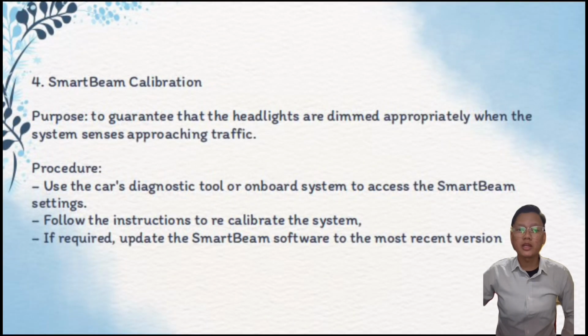Smart beam calibration. Purpose: to guarantee that the headlights are dimmed appropriately when the system senses approaching traffic. The procedure: use the car's diagnostic tool or onboard system to access smart beam settings. Follow the instructions to recalibrate the system, which frequently calls for a level surface and regulated illumination. If required, update the smart beam software to the most recent version.